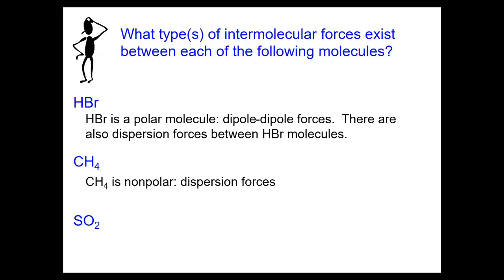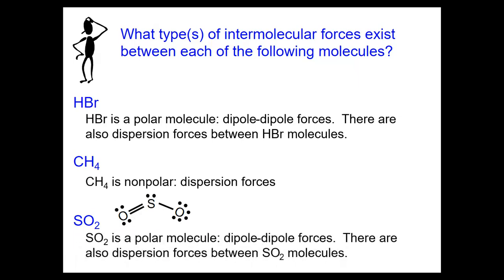The third one, if you drew the Lewis dot structure, what you should have seen is that you have a lone pair on sulfur. This makes it a polar molecule because it's very asymmetrical. And as a result, you will have dipole-dipole forces, and on top of that, dispersion forces. So every molecule will have dispersion forces. However, polar molecules will also have dipole-dipole forces.